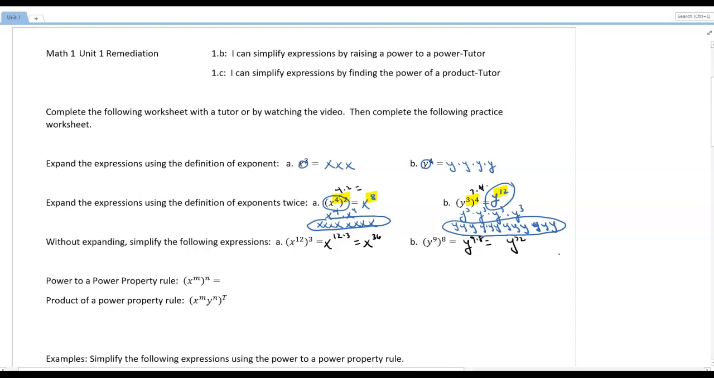Okay, so the properties we're learning here, the power to a power property, means if I raise a power to a power, I'm going to multiply the exponents. But now when I have a product of different bases within this quantity raised to some power, I know right away I could just raise each of these to that power of t by multiplying them. So it would be x to the m times t, and then y to the n times t. Okay?